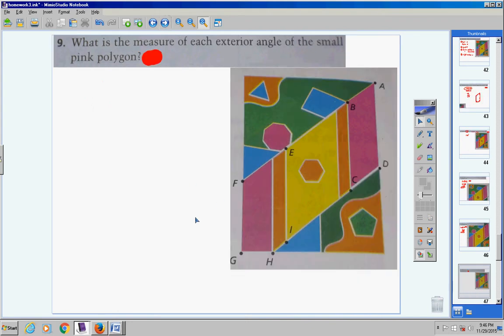Number 9. What is the measure of each exterior angle of the small pink polygon? Okay, once again, here's our small pink polygon. Now, I really would like to draw this. I feel like it's important to do that. Unfortunately, I'm just not able to draw. I'll try it one more time because I really want to show you guys some stuff I think you need to see.